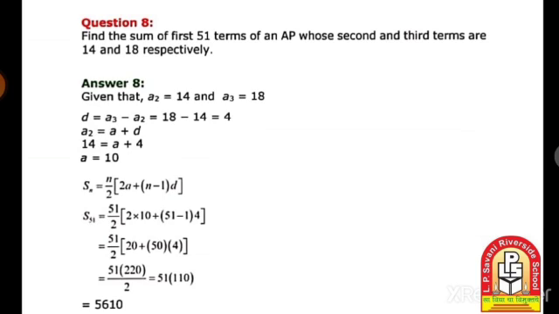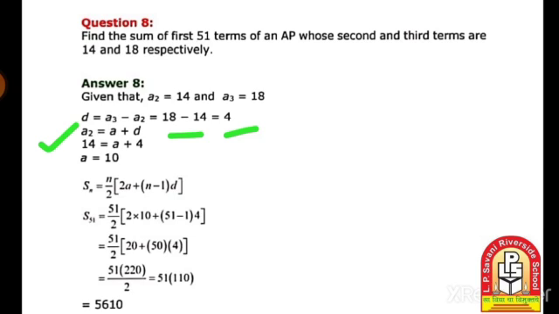Question number 8. Find the sum of the first 51 terms of an arithmetic progression whose second and third terms are 14 and 18 respectively. Here in the question they give us a2 is equal to 14 because the second term is 14, and the third term is 18. So here the third term is a3 is equal to 18, and the difference between these two terms is a3 minus a2, that is 18 minus 14, that is 4.